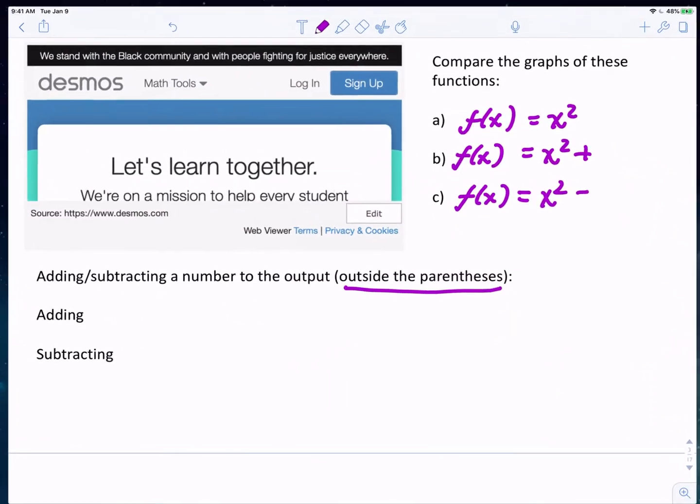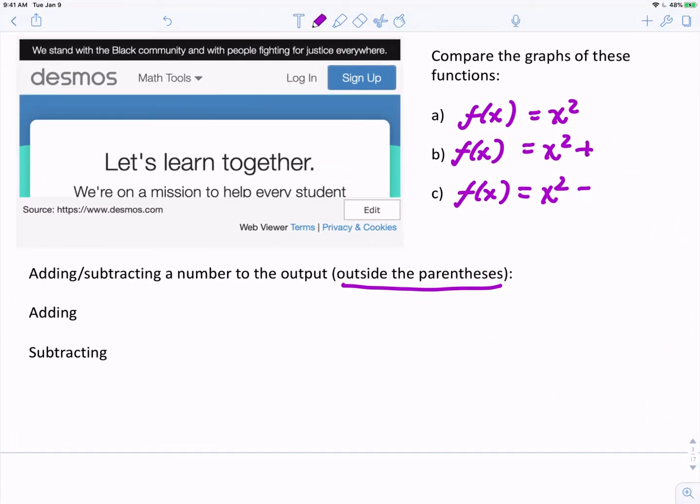All right, so let's go ahead and record that in the notes. So we looked at f of x is equal to x squared. I think we did x squared plus 1, and I think we did f of x is equal to x squared minus 3. So adding shifts it up, and subtracting shifts the graph down.